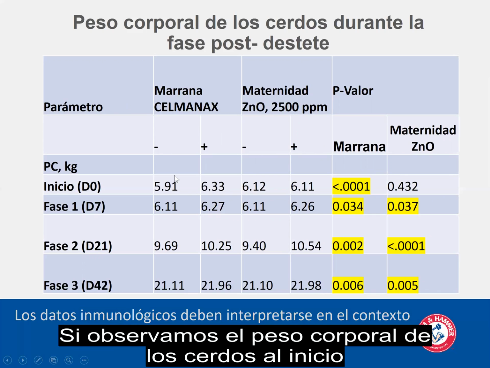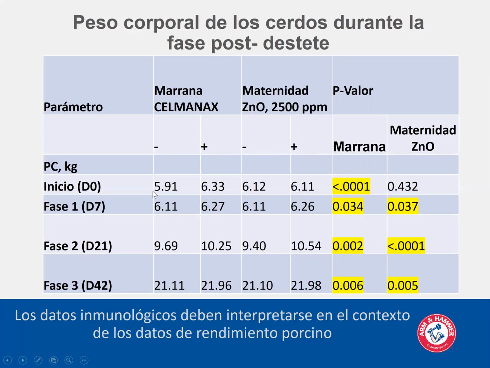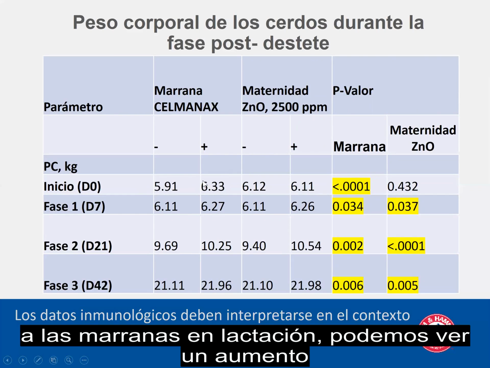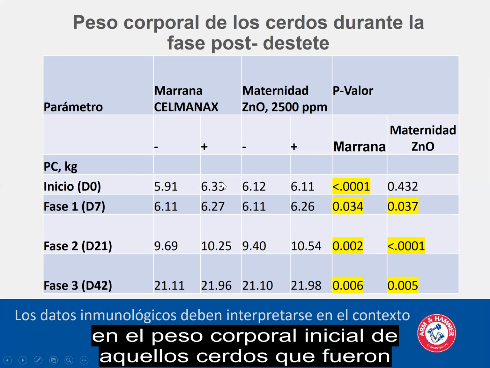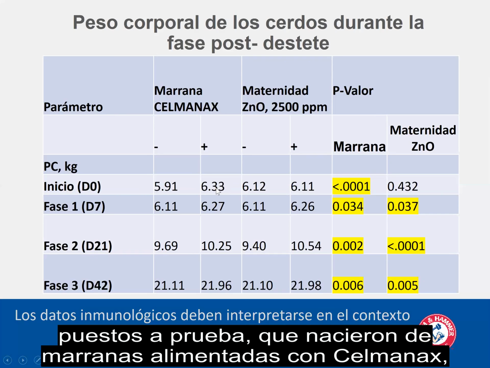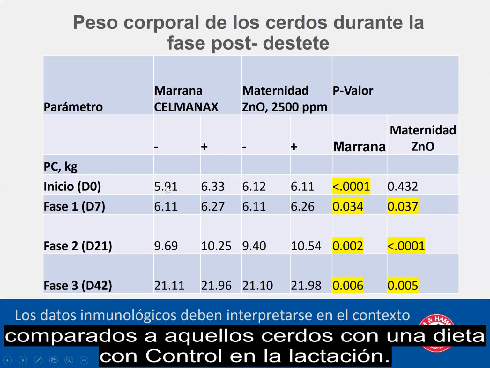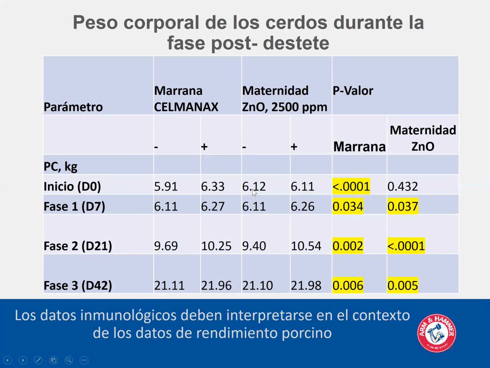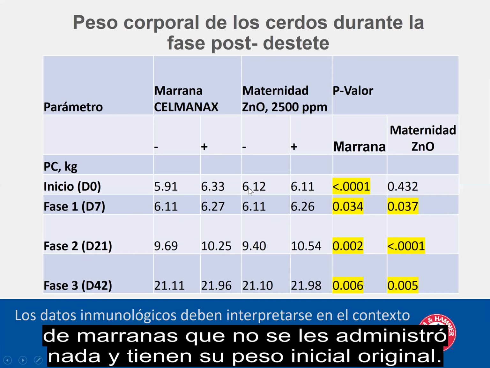If we look at the initial body weight in this nursery study, as is typical that we see with the administration of Salmonex to the sows in lactation, we saw an increase in the starting body weight of those pigs that were put on trial that came from sows that were fed Salmonex compared to those pigs from sows that were fed the control diet in lactation. And then for the zinc study, that was all nursery pigs without any administration of treatments to sows. So they had the same body weight initially, as they should have.